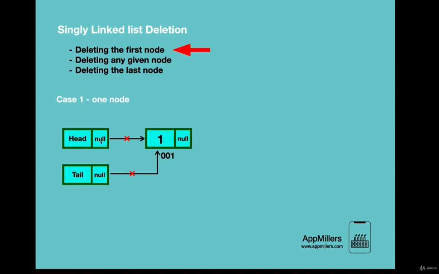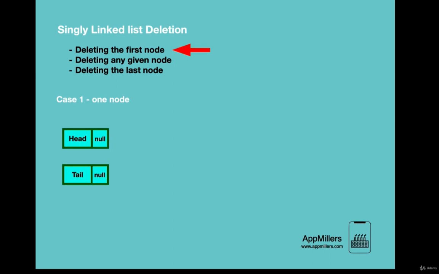So by updating these references to null, it breaks the connection between head and this node and tail to this node. So after the link between this first node and head and tail is broken, the garbage collector in the memory will automatically delete the node over here. So with this, our deletion of a node from single linked list is finished.